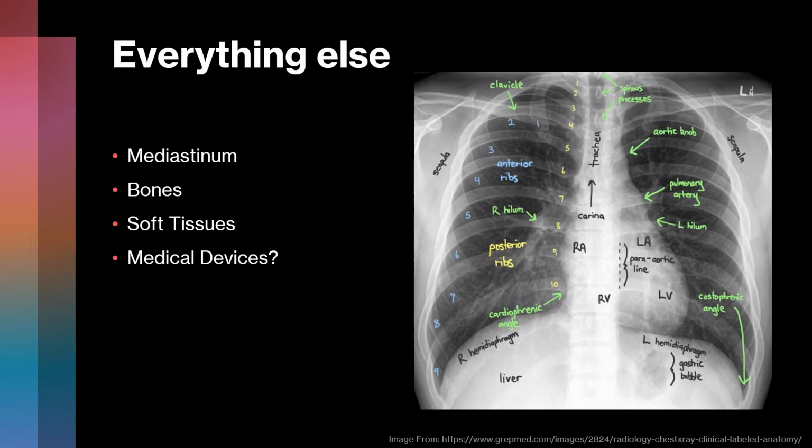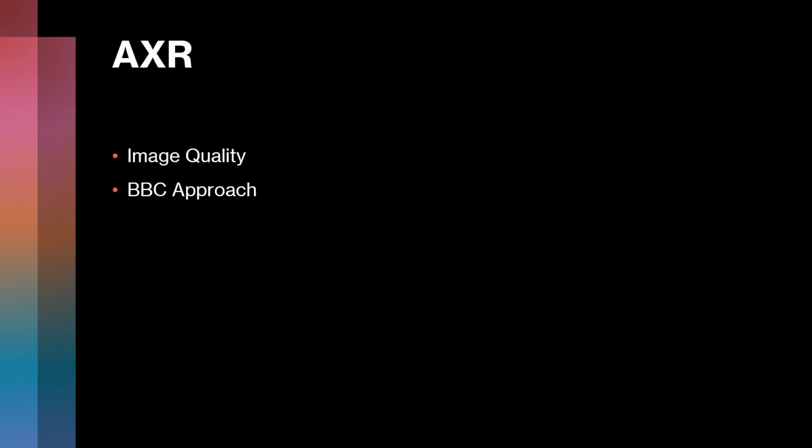And then finally, do they have any medical devices present? Is there an NG tube? Is there a pacemaker, for example? Or are there any aortic valves? Later when we come on to pathology in chest X-ray, that'll be our next 10-minute session, you'll be able to see some of that on imaging.